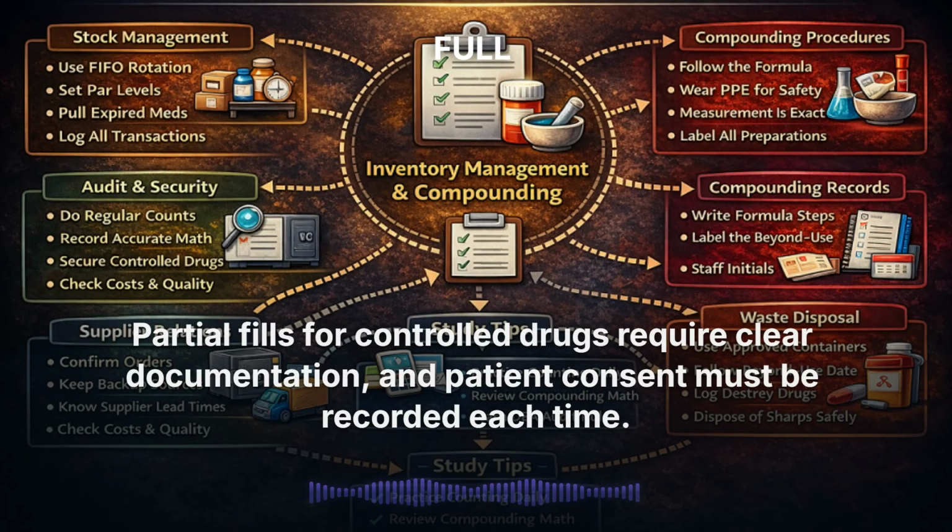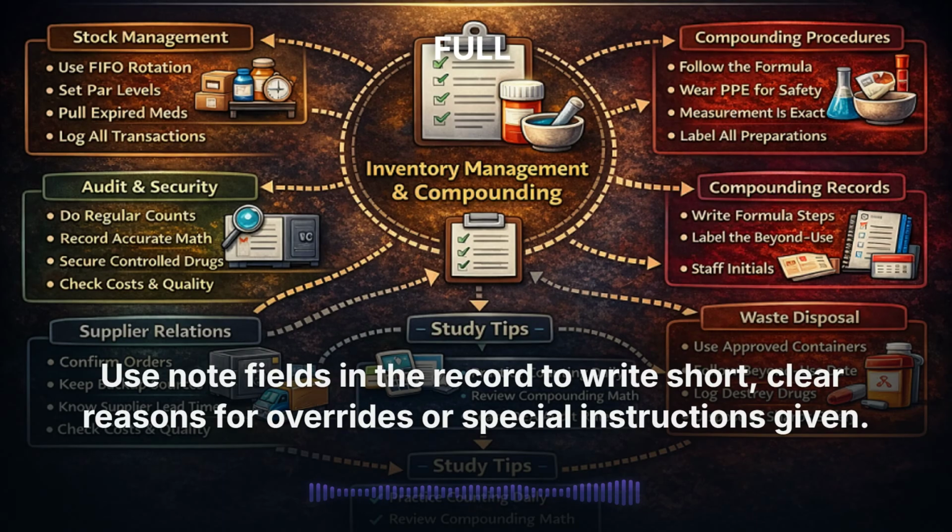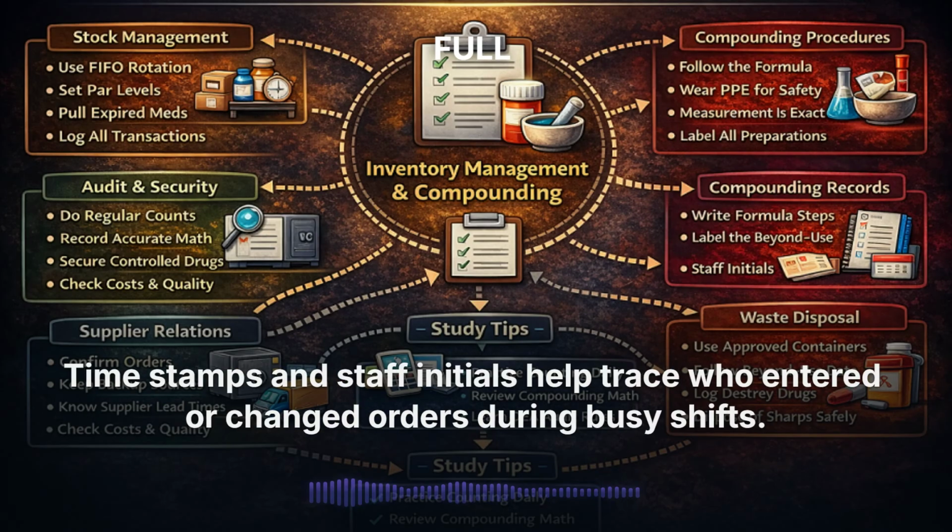Partial fills for controlled drugs require clear documentation, and patient consent must be recorded each time. Use note fields in the record to write short, clear reasons for overrides or special instructions given. Time stamps and staff initials help trace who entered or changed orders during busy shifts.